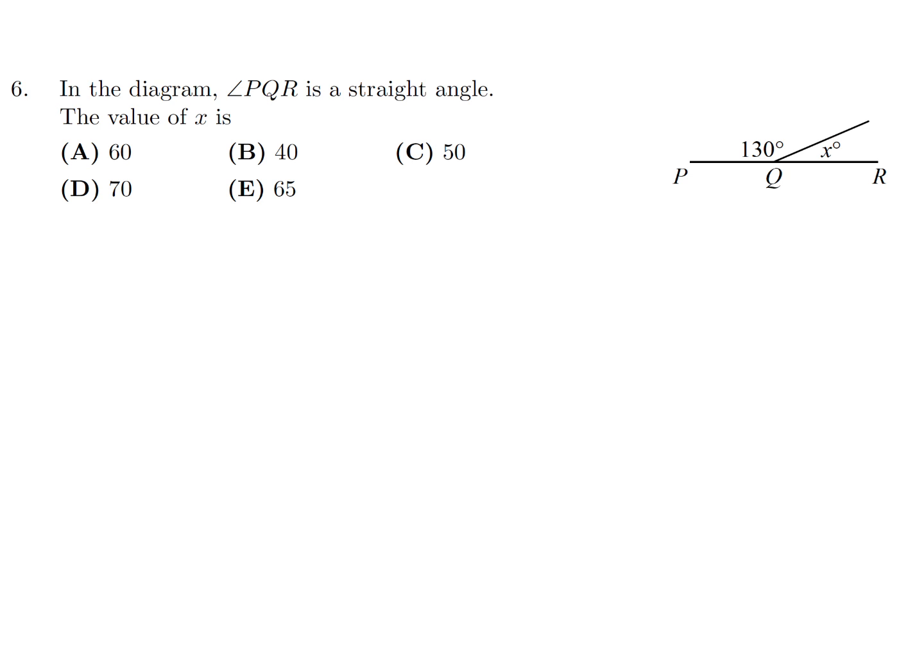In the diagram, angle PQR is a straight angle, the value of x is. So 130 plus x would be 180. And therefore x is 50. And number 6 would be C.